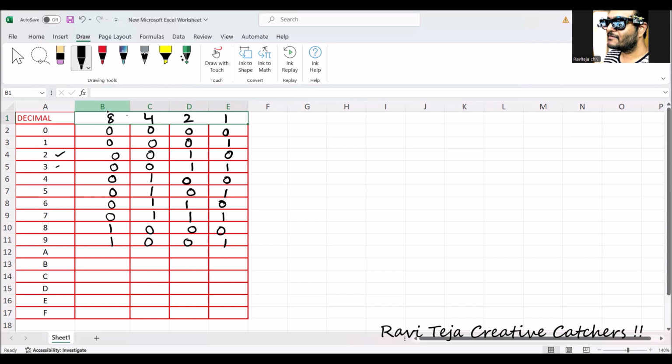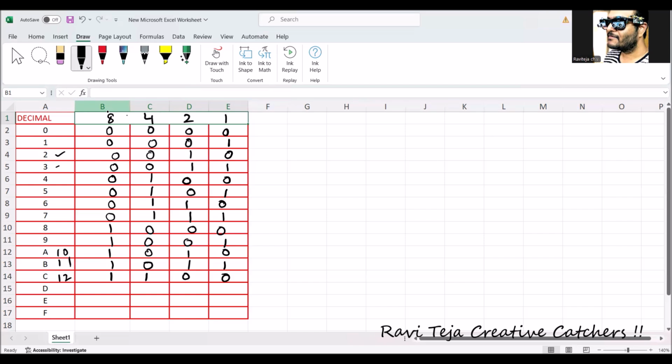Coming to 10, A is 10, right? So 8 plus 2 gives us 10. So 1, 1 and the remaining is zeros. And coming to B, it is 11. So 8 plus 2 plus 1. We get 1011. And C is 12. 8 plus 4 gives us 12 and the remaining zeros.